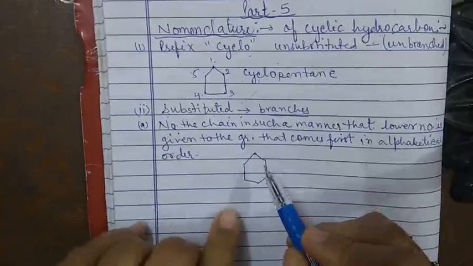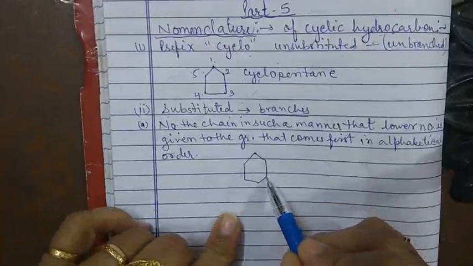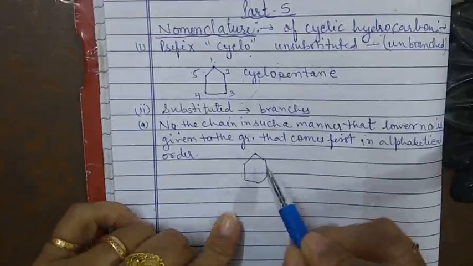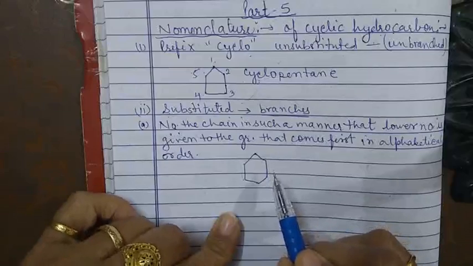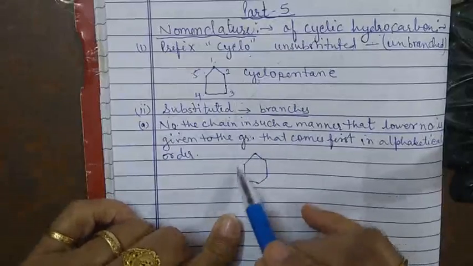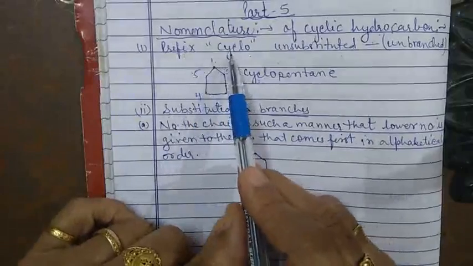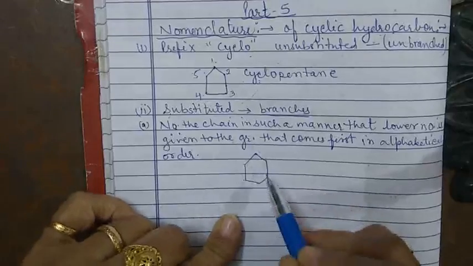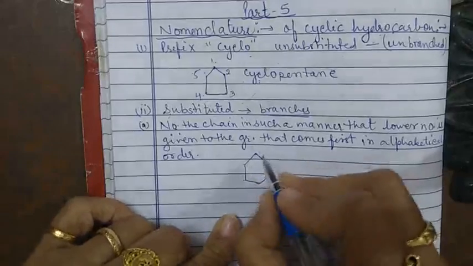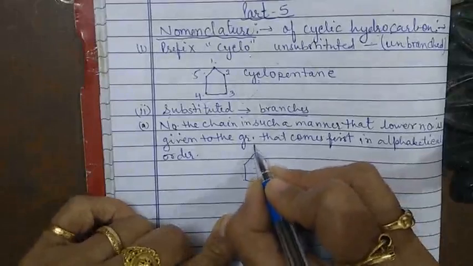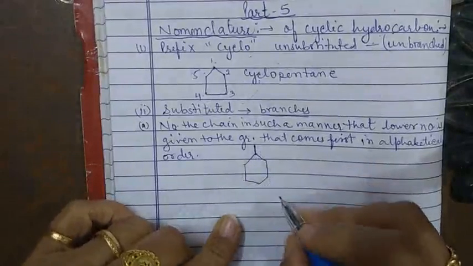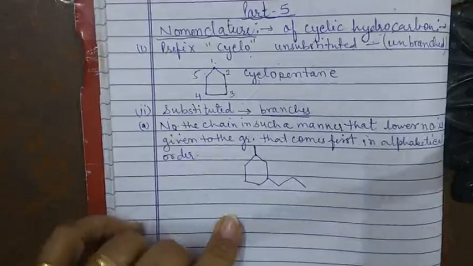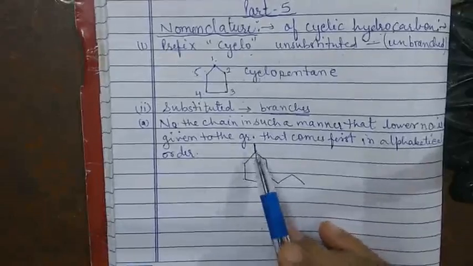Now the example. For example, we have this structure. How many carbon atoms are there? 1, 2, 3, 4, 5, 6. All are connected with a single bond. It means it is a hexane, and it is a cyclic structure, so we use the term cyclo. So it is a cyclohexane. For example, we have a cyclohexane and there is branching. One branching is here and another branching is here.